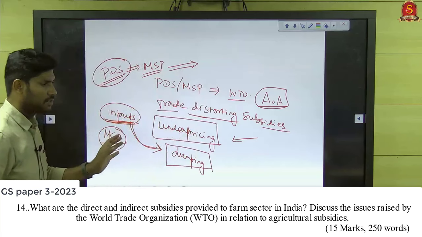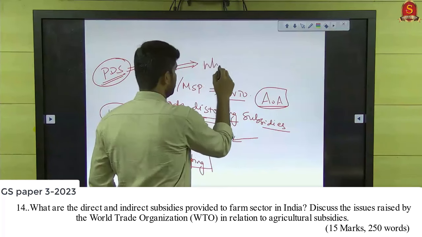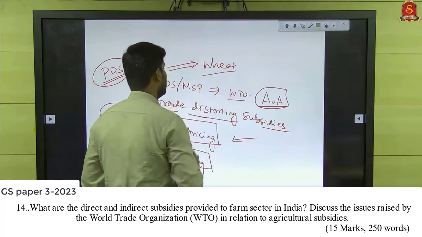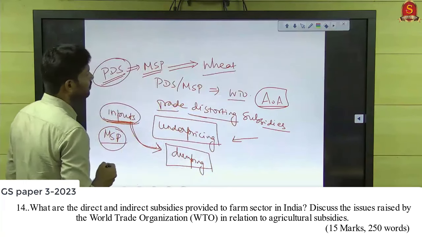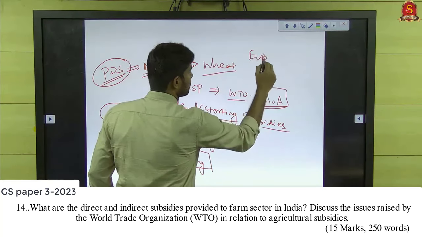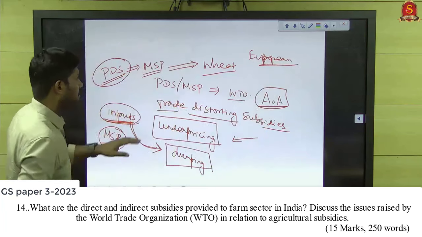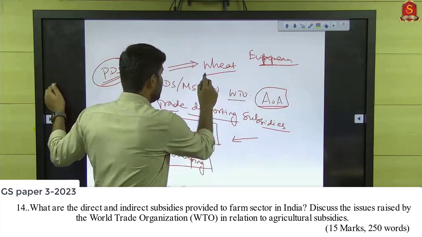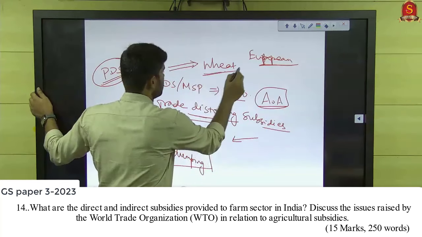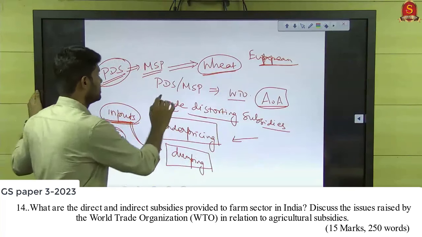Again, we provide stiff competition to the European countries in terms of wheat. Suppose we export wheat to African countries; the European countries also produce wheat. So when compared to the European wheat, our Indian wheat is cheap in the African markets. So this is again a problem in the international market. Right. So the main criticism is there.